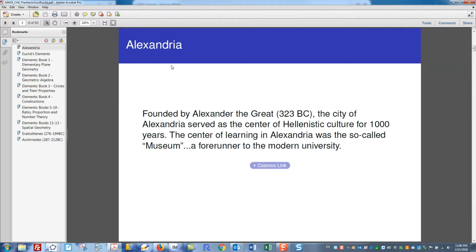Founded by Alexander the Great in 323 BC, the city of Alexandria served as the center for Hellenistic culture for 1,000 years. And the center of learning in Alexandria was the so-called Museum, which was the forerunner to the modern university.